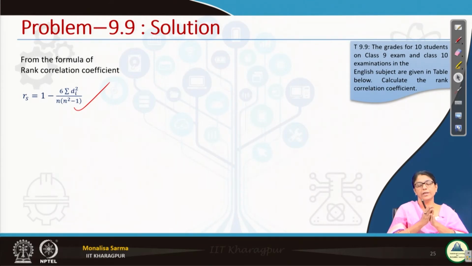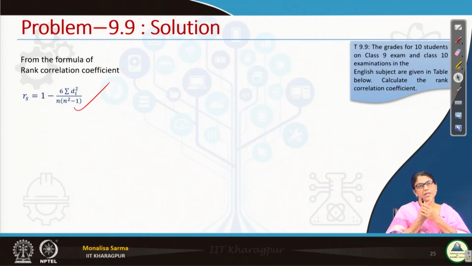Then we find the difference of the rank of the two variables that we are trying to correlate. Is there any correlation between the class 9 marks and the class 10 marks? So we find the difference of the rank, d, and n is the total sample size. Just putting it in the formula, we get the Rs value.